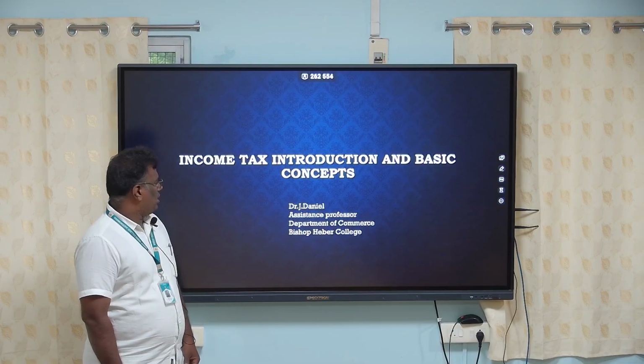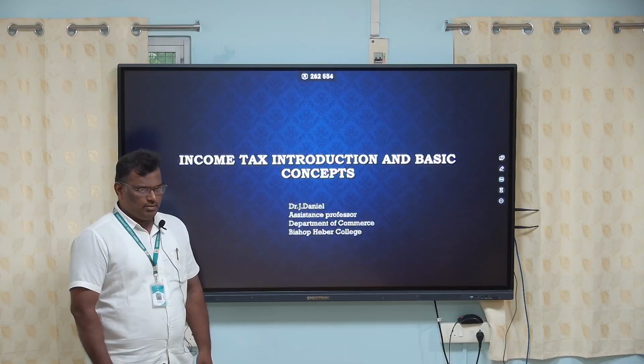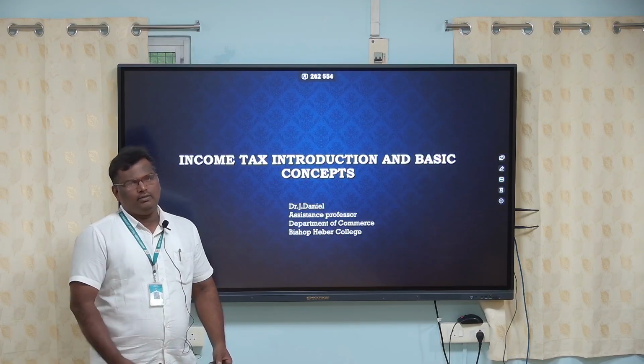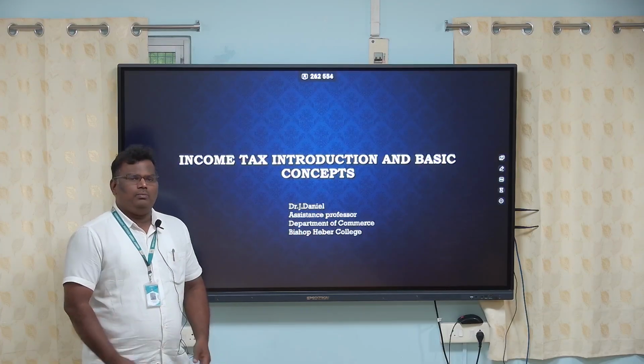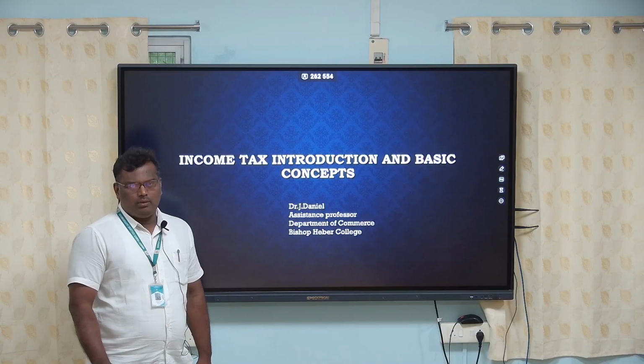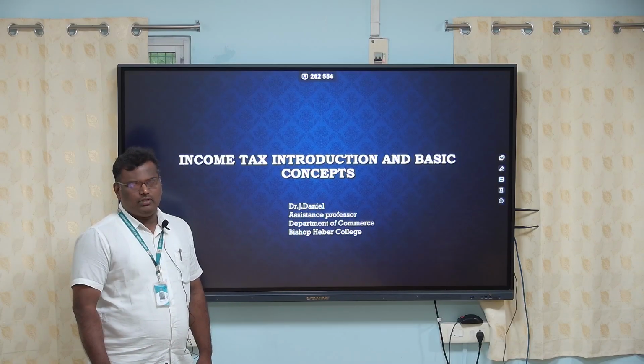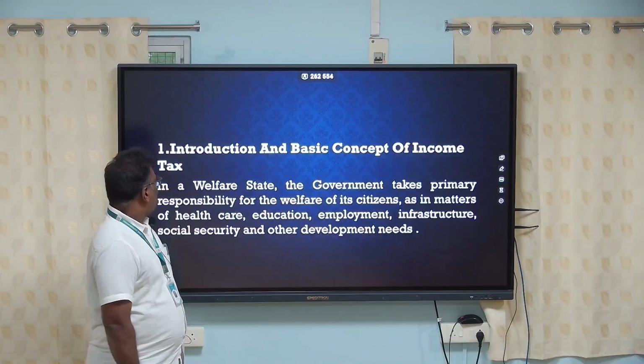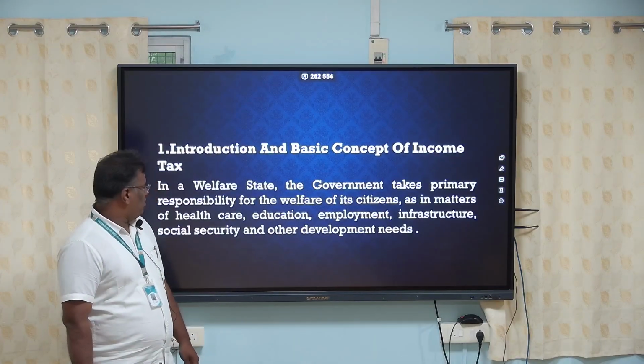Today's topic is income tax, an introduction to the basic concept. Under the Income Tax Act 1961, income is classified into five heads: income from salary, income from house property, income from business or profession, income from capital gain, and income from other sources. Introduction to the basic concept of income tax.